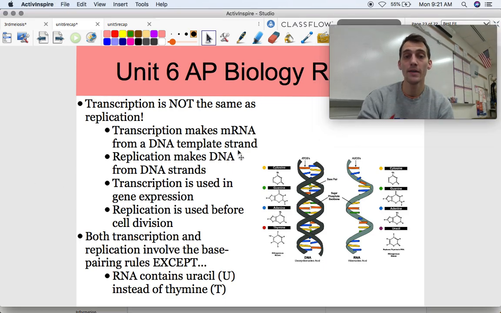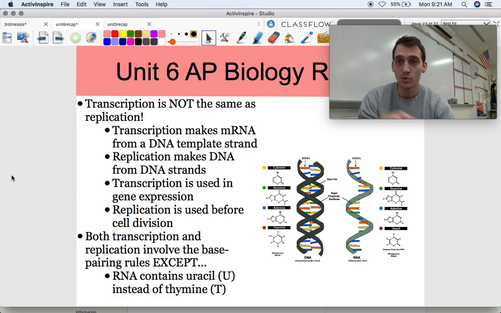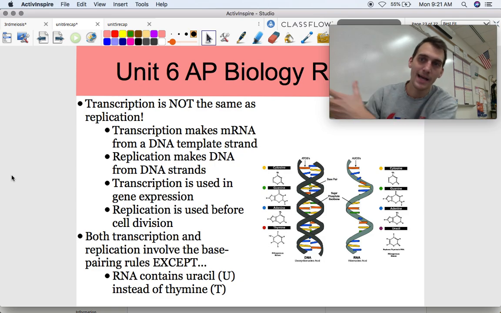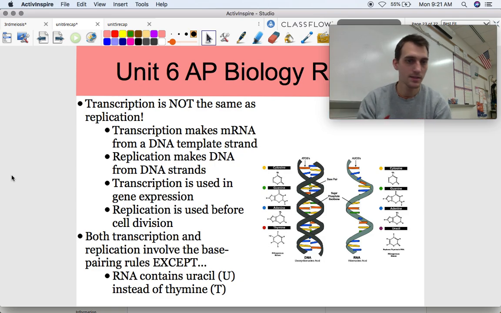Transcription makes RNA from a DNA strand. Here's RNA again. Replication makes DNA from DNA strands. Transcription is used in gene expression, the actual using of the genes to make a protein. That's what RNA is used for. Replication is used before cell division to pass on its DNA, pass on its instructions. Replication is used for passing on the instructions. Transcription is actually for using the instructions.